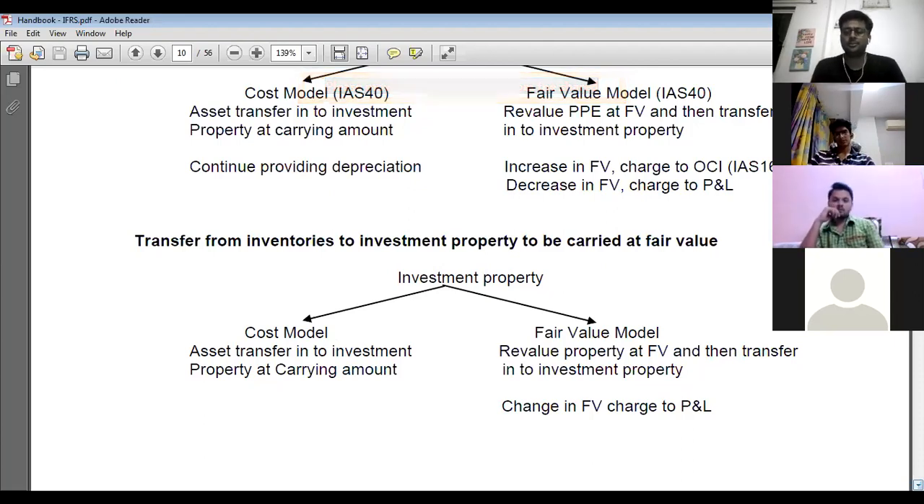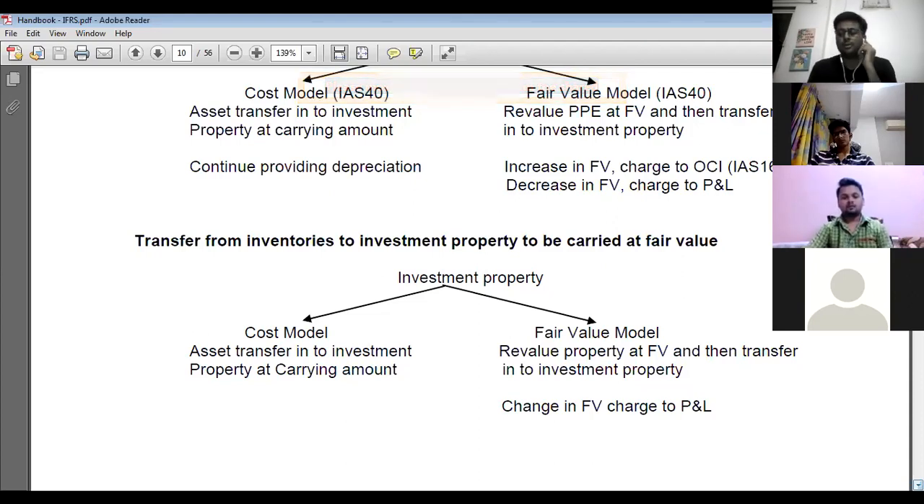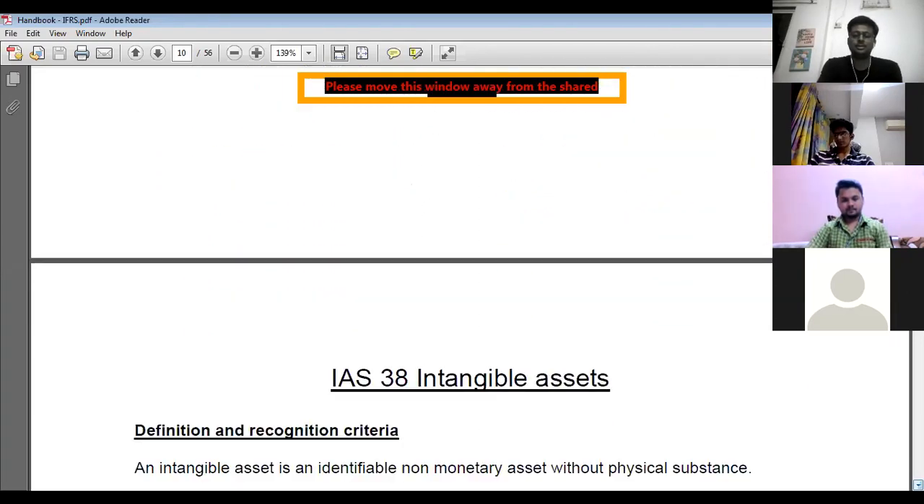So here also we need to ask the same question. When it is converted into investment property, what accounting treatment are we going to follow? If we follow the cost model, then the transfer will be done at carrying amount. If we follow the fair value model, then the transfer will be done at fair value. In that case, before transfer we need to revalue the property at fair value. Before transfer, it was inventory, our trading item, so it relates to the statement of profit or loss. Any change in fair value we will record in the statement of profit or loss. So this is what investment property is all about. There is nothing more to investment property than this. The important part to consider here is the transfers.